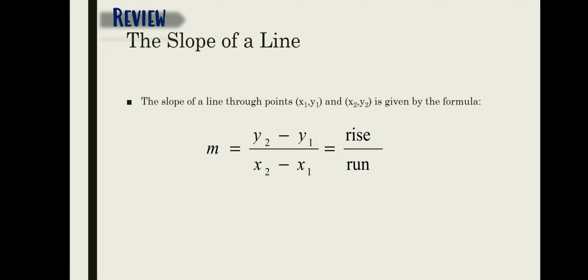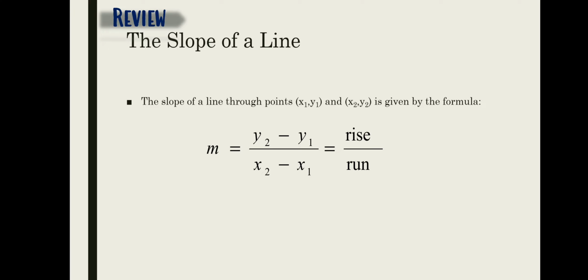Recall that rise means how many units you move up if the rise is positive or down if the rise is negative. On the other hand, run means how far left or right you move from point to point. If your run is positive, you will move units to the right. If your run is negative, you will move units to the left.